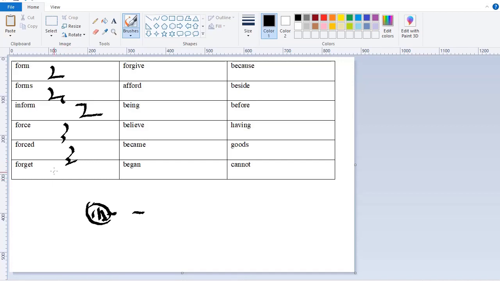Forced. Okay, next, we have forget. This is the example I had earlier. We have for, and then get. Forget. Next, we have forgive. So we have for, and then we have g, and then we have e, and then we have v. Forgive. Next, we have afford. So we have a, and then for. Now, what's missing? It's d. Afford. Okay? Next, we have being.